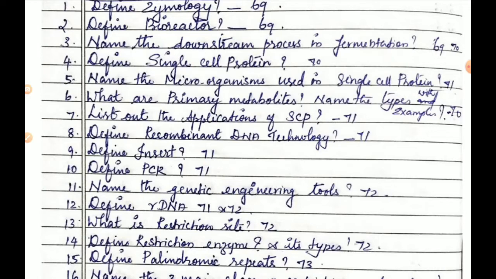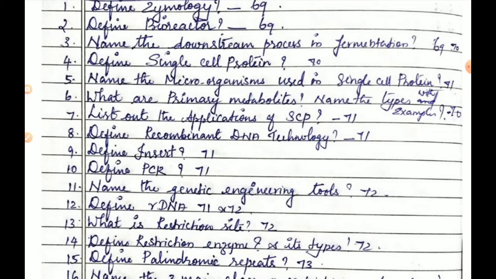Define PCR. The answer is on page number 71. PCR means polymerase chain reaction. PCR, polymerase chain reaction, is a common laboratory technique used to make copies of a particular region of DNA.